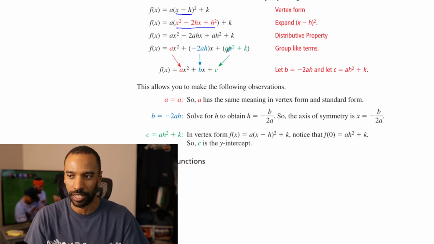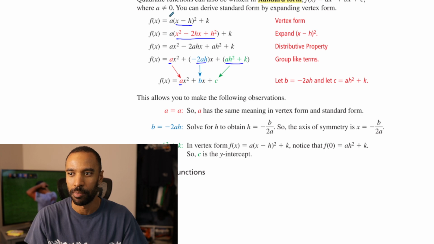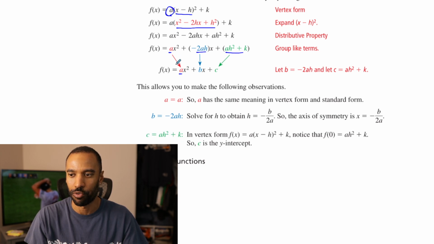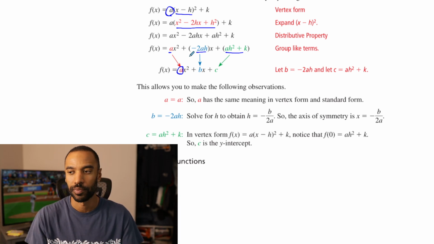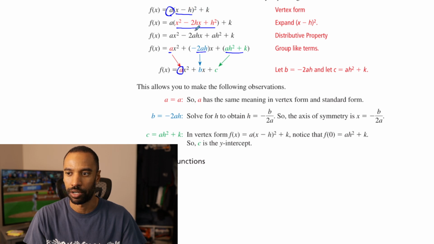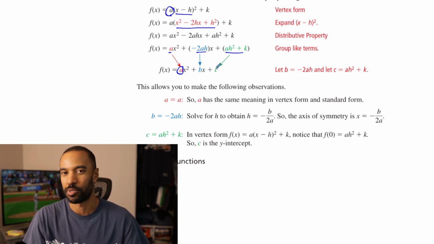Now, the following observations are to be had. This is what they're bringing up, and it's interesting the way that they write them to begin with and what it turns into. But the a value is still a. Whatever was the stretch factor before is still the stretch factor now, in standard form or in vertex form. It should be the exact same. If it was a negative 2 before, it'll be a negative 2 now. The h and k are no longer visible here. This b is negative 2 times a times h, and the c is a h squared plus k. The point is, these represent different values.